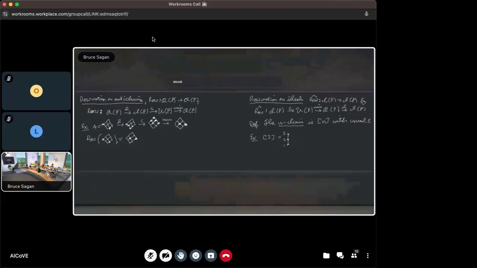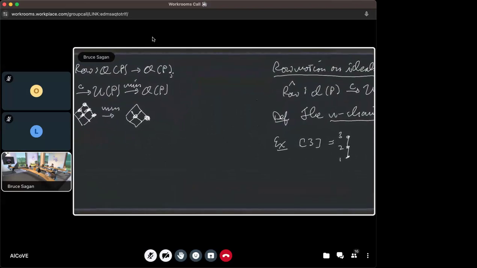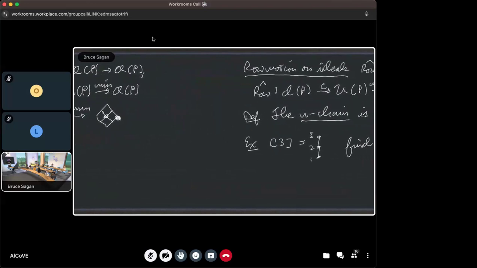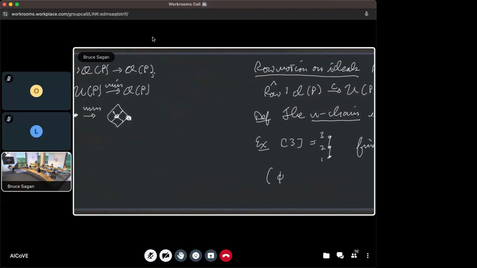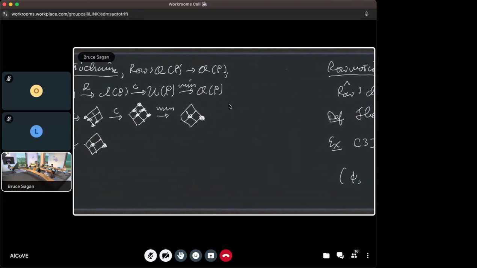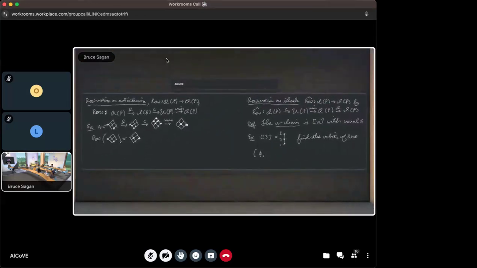So find the orbits of row. Well, we'll start off with the simplest possible anti-chain, the empty chain. What will be the next ideal? Well, think about it. We take the empty chain, and we take everything smaller than the empty chain. How many things are smaller than the empty chain? None, right? It's still empty.